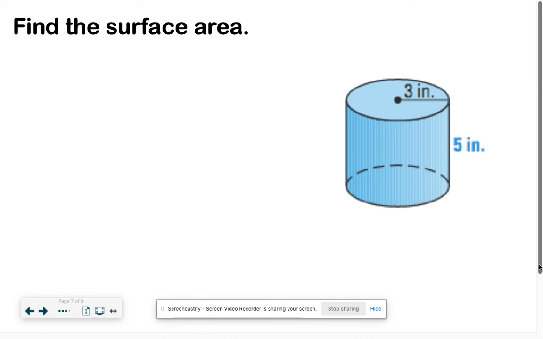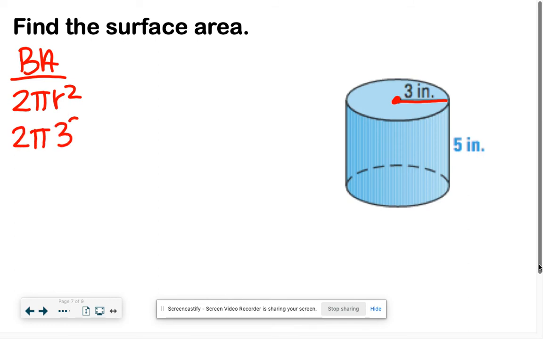So same thing here. Looking for surface area. Start with our base area. 2 pi r squared. Let's look. Our radius is 3. So we're going to plug in 2 pi 3 squared. Simplify this now, folks. What is 3 squared? It's 9. Multiply 2 and 9. So we have 18 pi for our base area.